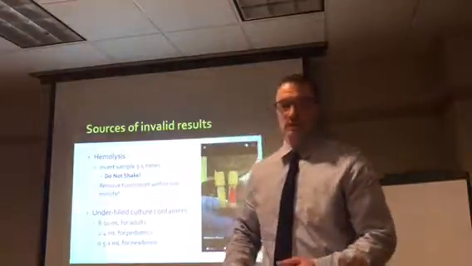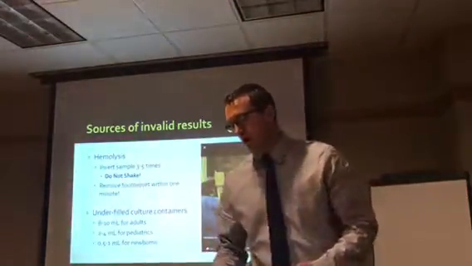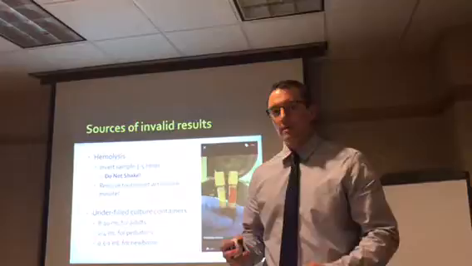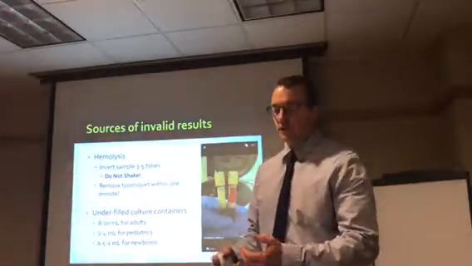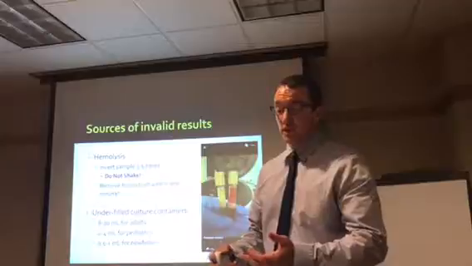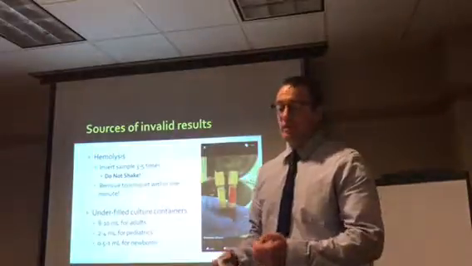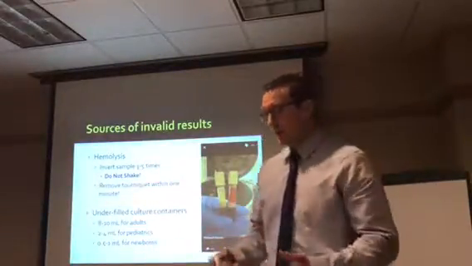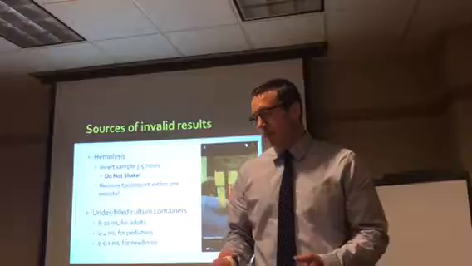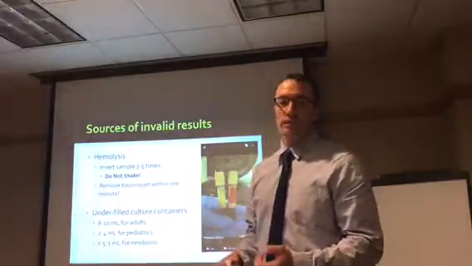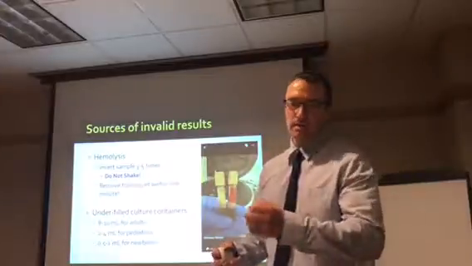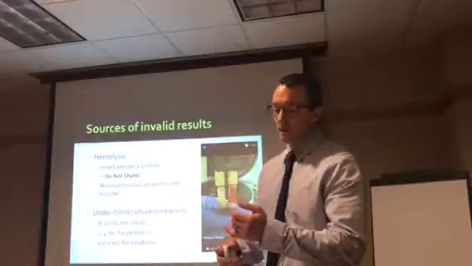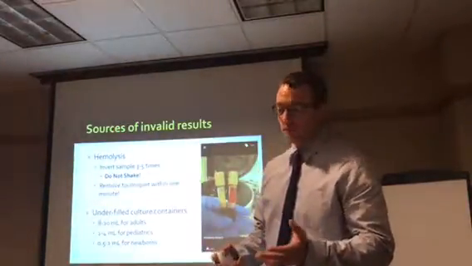Other sources of invalid results that don't relate to contamination necessarily are related to hemolysis. Hemolysis occurs when the red blood cells lyse, usually as a result of too vigorous shaking. You only have to invert the sample 3 to 5 times in order to mix everything up before you take it to the lab. You can think of the red blood cells as water balloons. If you shake them up too much, they're likely to burst, and then the results won't be valid.